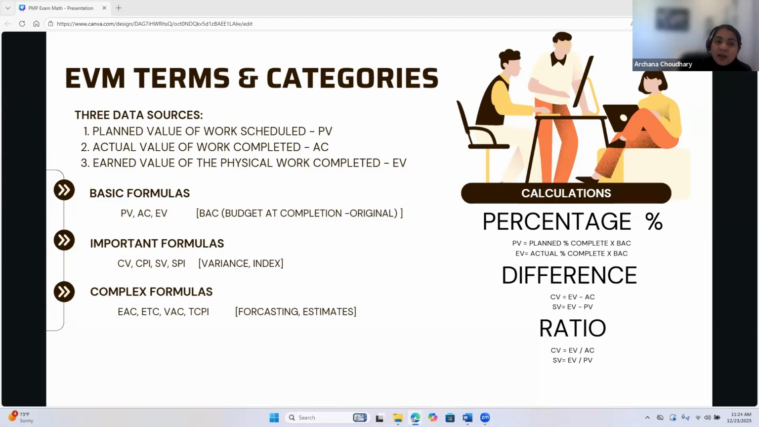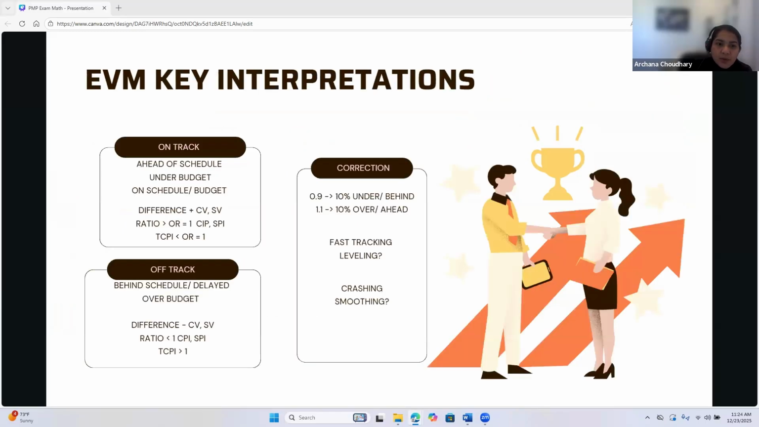Questions might be specifically on variances and understanding what it means when CPI is greater than 1 or less than 1. What exactly does this mean? These are really very important to know. I'm moving on to the next slide for EVM interpretations.